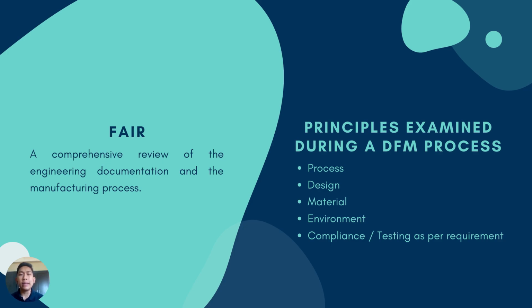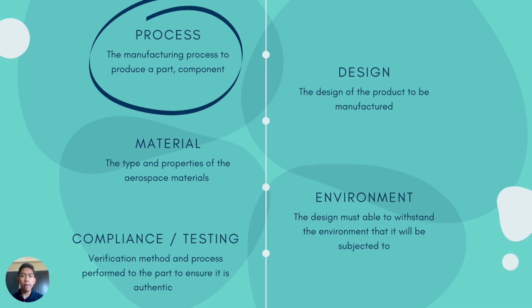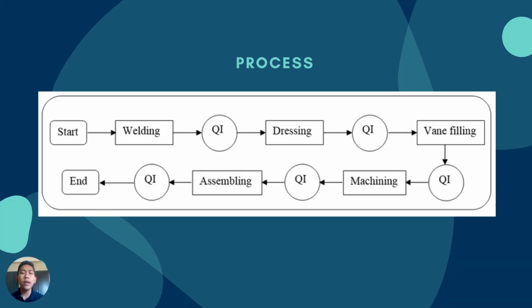So the principles examined during a DFM process include these 5: process, design, materials, environment, and the compliance or testing as per requirement. We will be looking at the principles one by one. So we'll start with the process. So process is the manufacturing process to produce a part or component. So these are the processes. There is welding, dressing, vane filling, machining, and assembling. And finally, this end. So each process will be followed by a quality inspection stage to confirm the part is produced according to the specs.